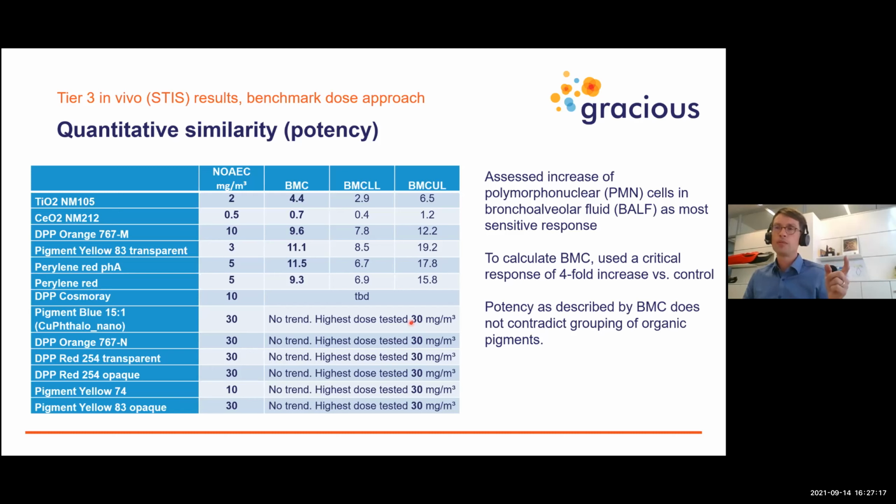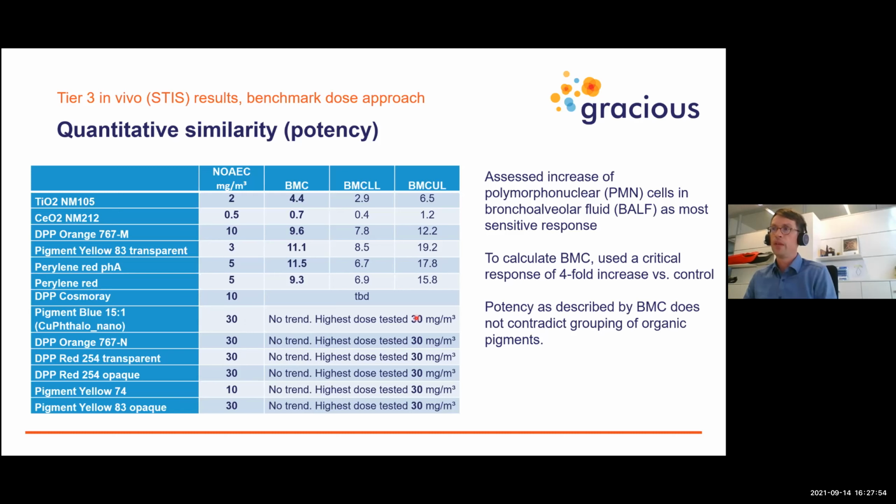There's one material, and maybe you remember that this pigment blue 15:1 copper phthalocyanine nano was found to have an effect in the macrophage inflammation, which is not confirmed in vivo. So this is something like a false positive of our alternative techniques. I think it's not a false finding of the IATA or of our similarity analysis. It is a false positive of the alternative approaches, because in vivo it is just as low reactive as the other materials.